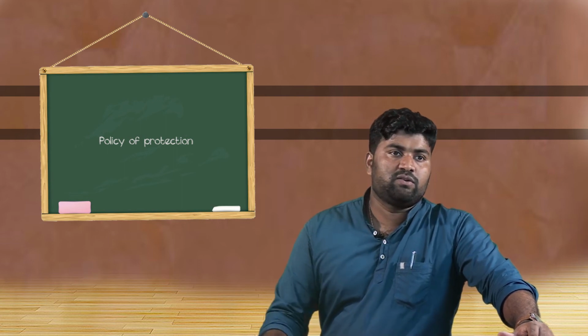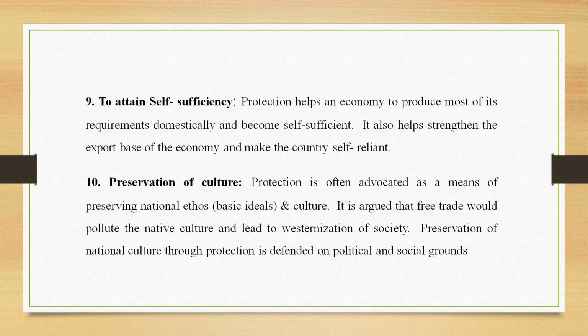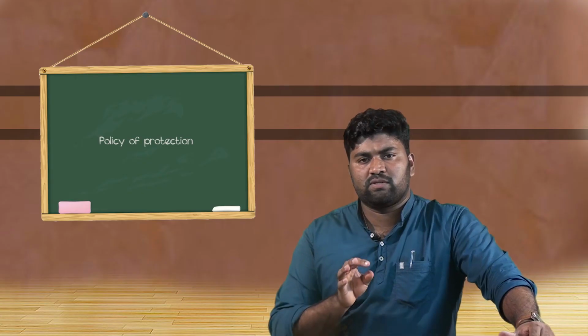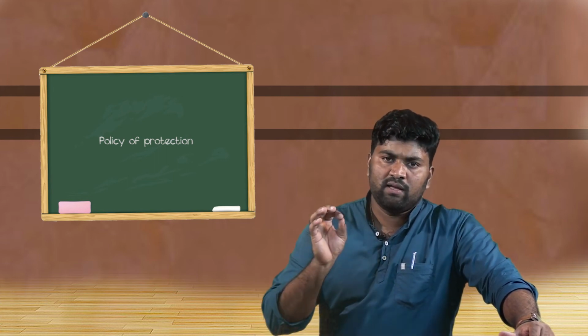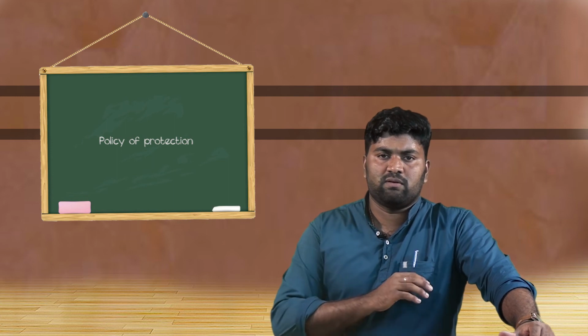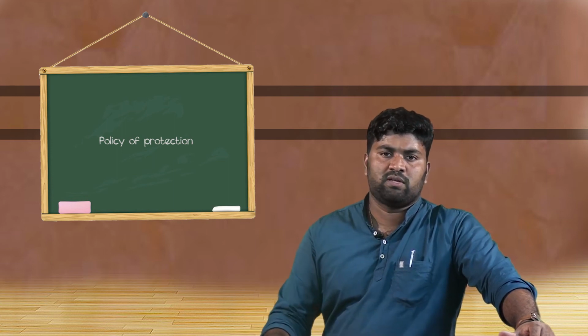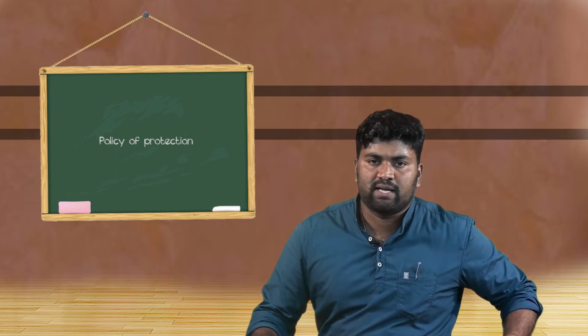And one more is to attain self-sufficiency. If a country wants to achieve self-sufficiency at its production level, domestic industries need to be protected at first. If a country gives immense opportunity to the domestic industries, then only such industries will produce a greater number of goods so that self-sufficiency can be achieved.